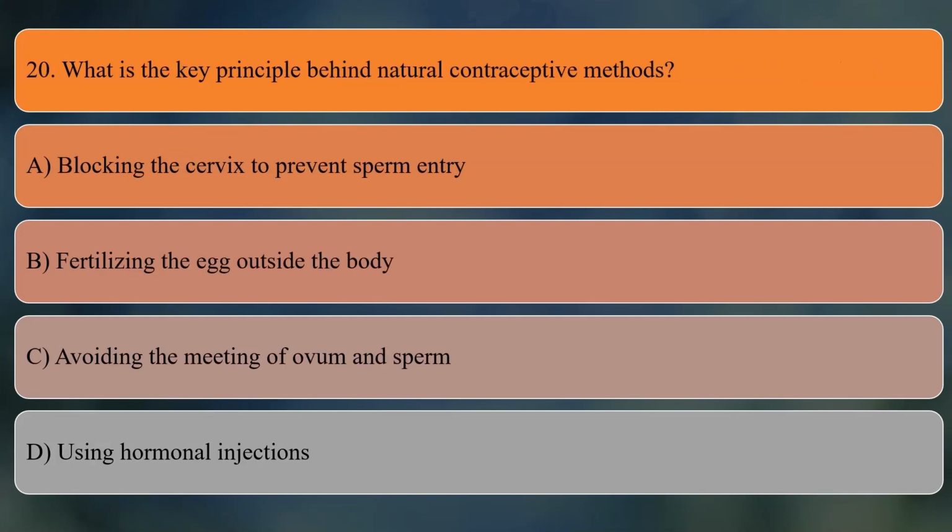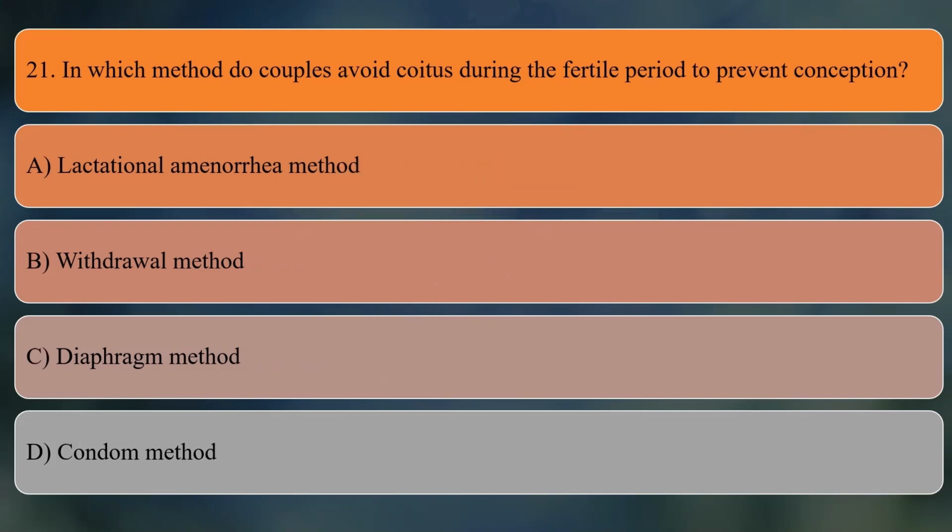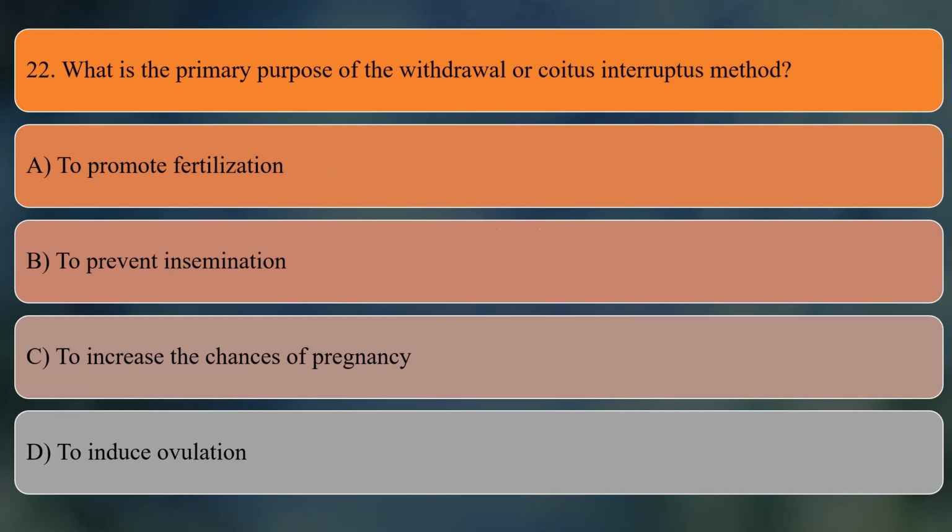What is the key principle behind natural contraceptive methods? In which method do couples avoid coitus during the fertile period to prevent conception? What is the primary purpose of the withdrawal or coitus interruptus method?